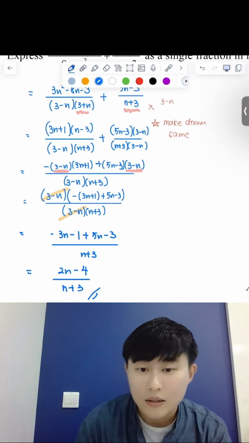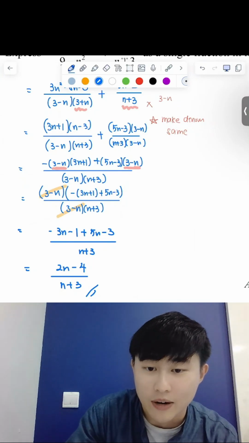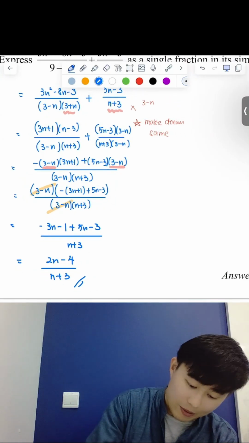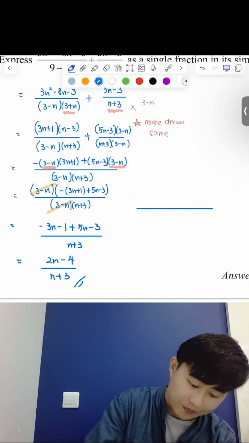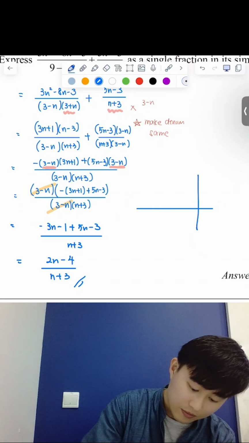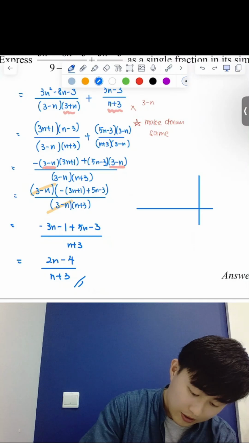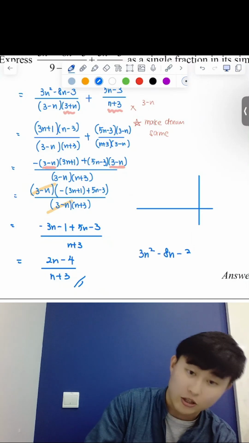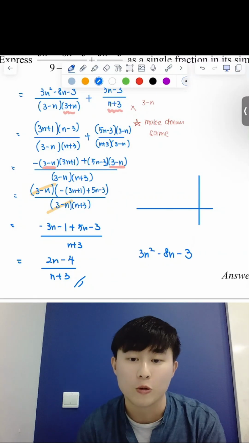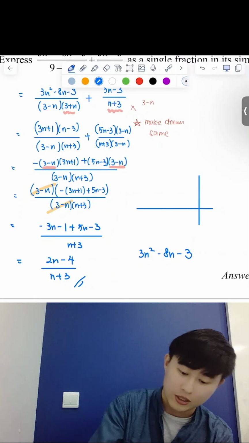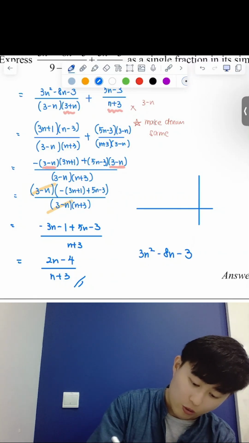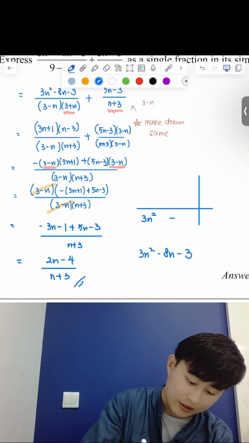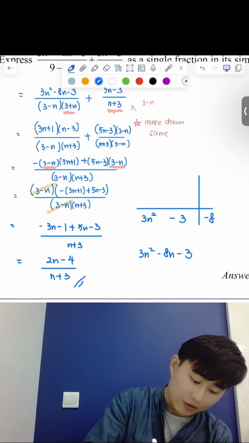There is a question: how do I factorize the 3n square? On the side, I'm going to teach you all this. So I have 3n square minus 8n minus 3. What I'm going to do over here is put the n square term here, put the constant term next to it, and the last final term goes like this.